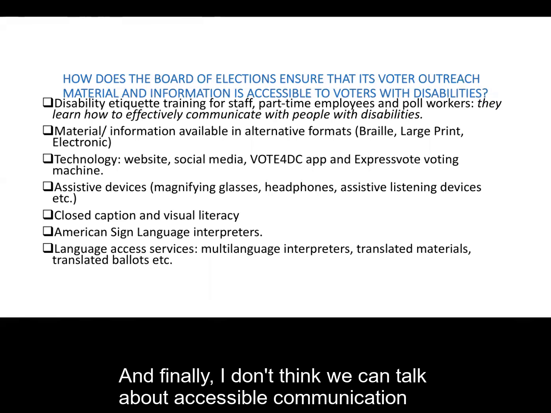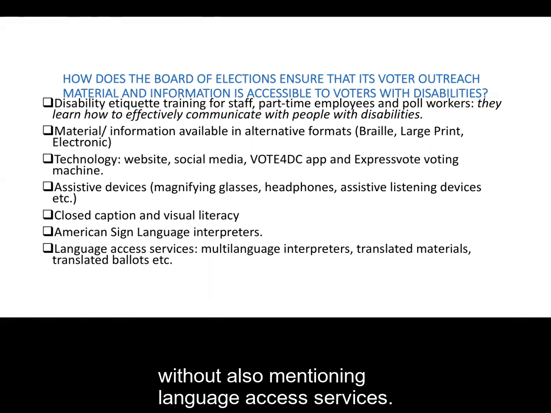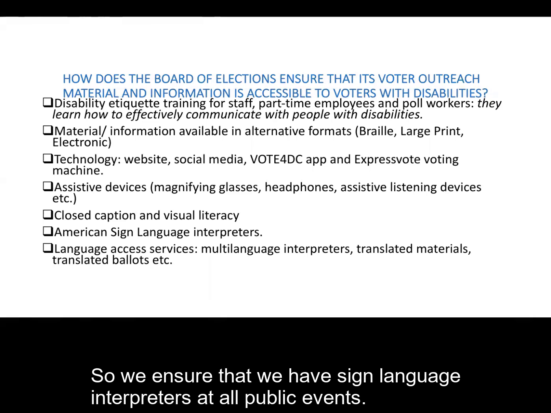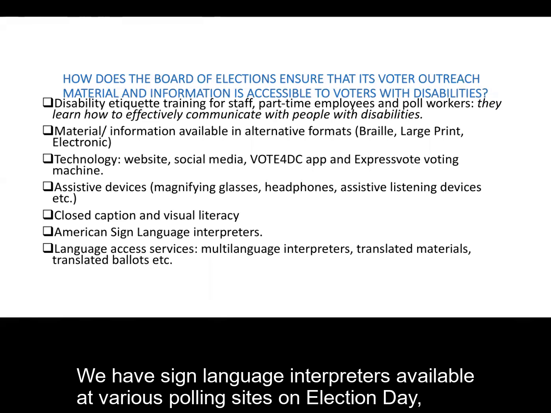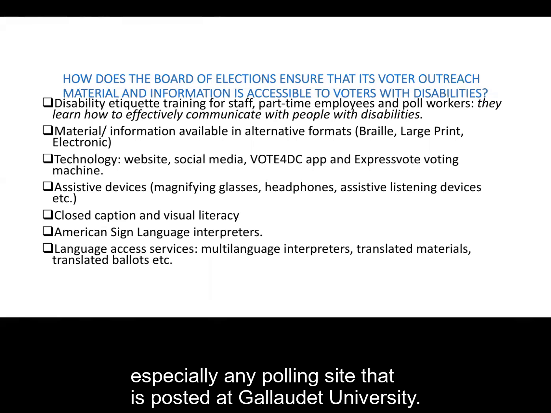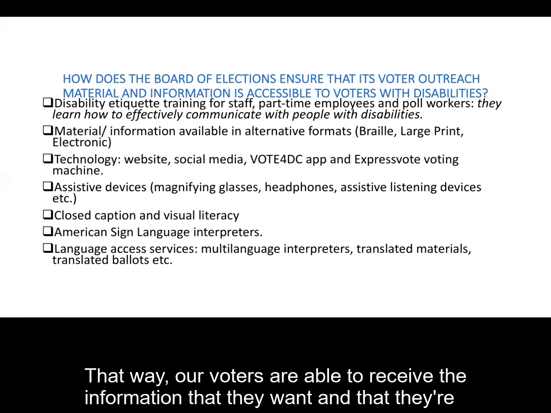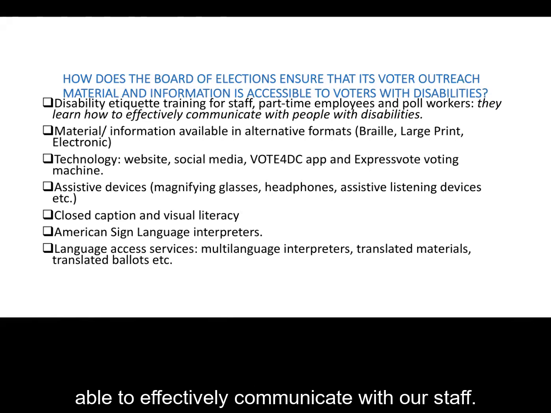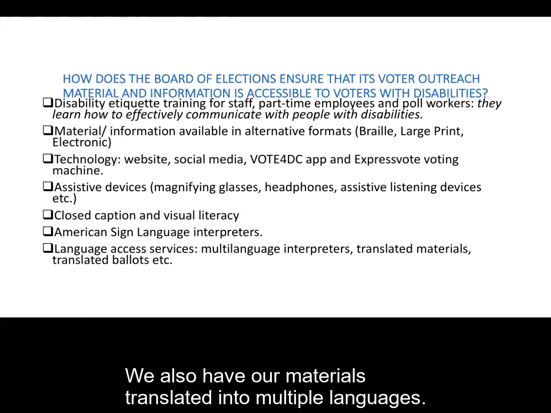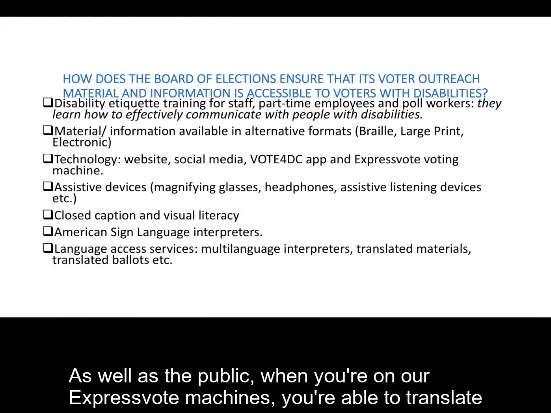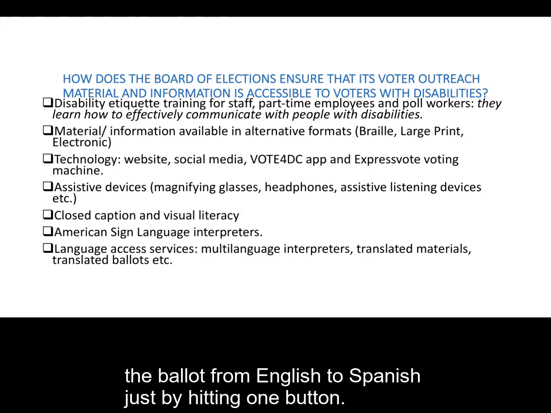And finally, I don't think we can talk about accessible communication without also mentioning language access services. So we ensure that we have sign language interpreters at all public events. We have sign language interpreters available at various polling sites on election day, especially any polling site that is close to Gallaudet University. That way our voters are able to receive the information that they want, and they're able to effectively communicate with our staff. We also have our materials translated into multiple languages, as well as the ballot. When you're on our express vote machines, you're able to translate the ballot from English to Spanish just by hitting one button.